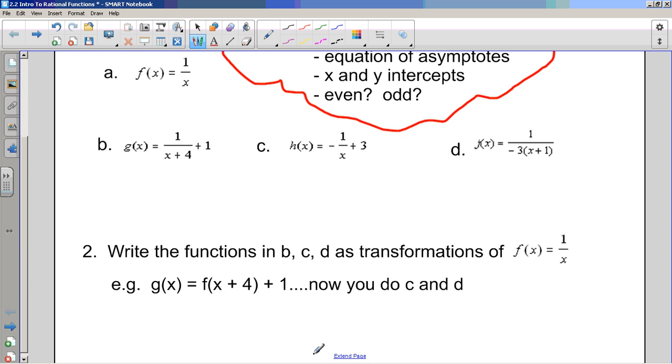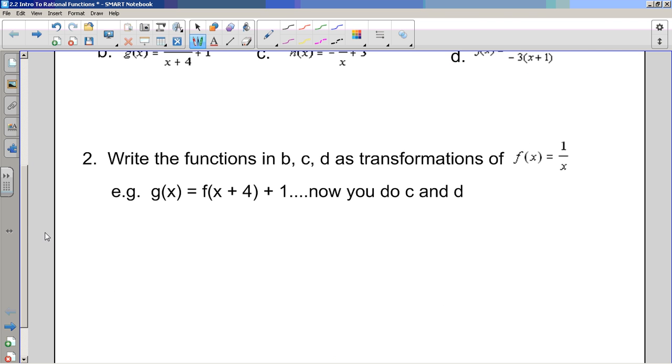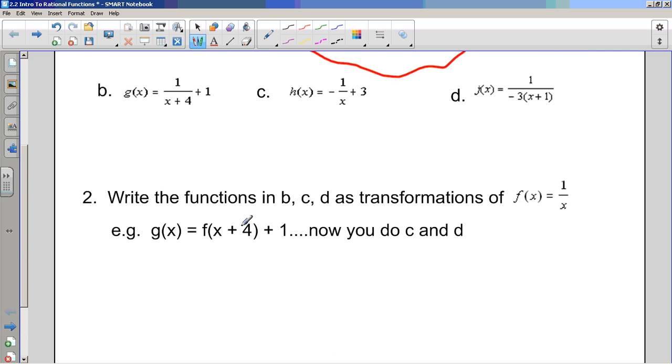The last part was to write these functions in transformation notation. So this one, because the plus 4 is in with the x, looks like this, and then the plus 1 on the outside. So what's this one? I'd have h at x, the negative is out front, nothing in with the x, and plus 3. And this one, a at x is equal to everything's inside with the x. And there are other ways to have thought of these, especially this one. And if you didn't quite get that or you saw that differently, make sure you ask about it in class.